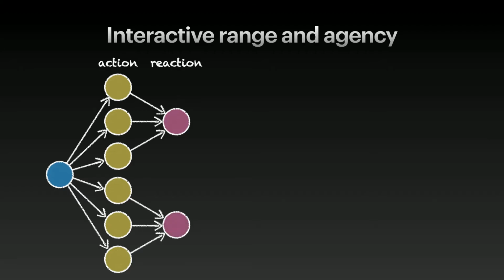All of these possible actions within the interactive range lead to a reaction. It could be, like in this case, that many of them lead to the same reaction. Here, the interactor has 6 choices, but only 2 outcomes. Agency refers to this. Having a wide interactive range doesn't necessarily mean that the interactor's agency is high as well.